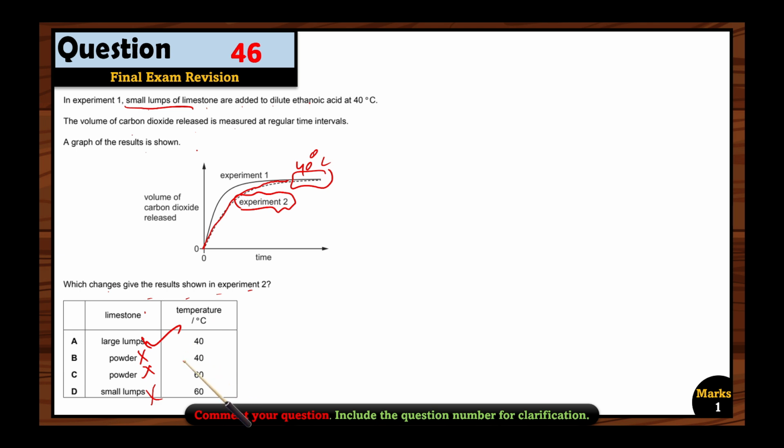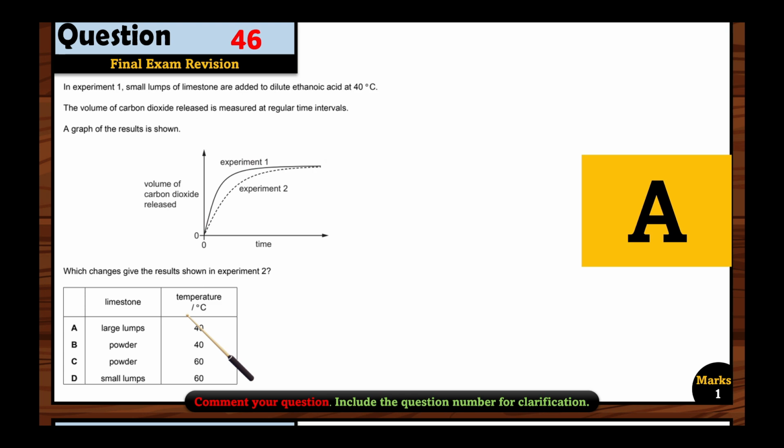But if the heat is increased, that's wrong. If they increase the temperature, the rate of the reaction will increase. So it means the temperature remained the same, but they only used the large lumps. That's why the surface area got smaller. When the surface area was smaller, the rate of reaction decreased. That's why the rate of reaction decreased in experiment 2. So option A is the right option.